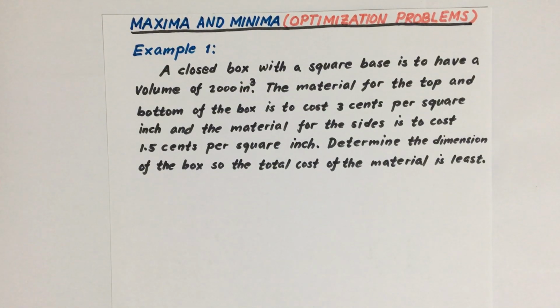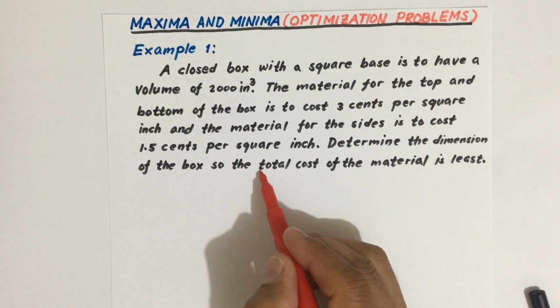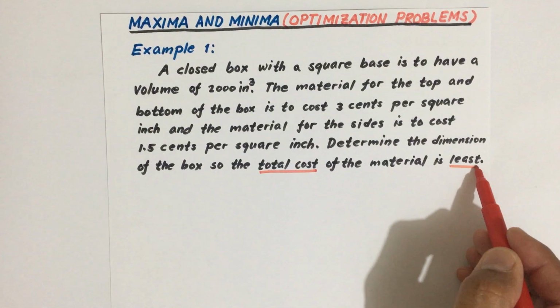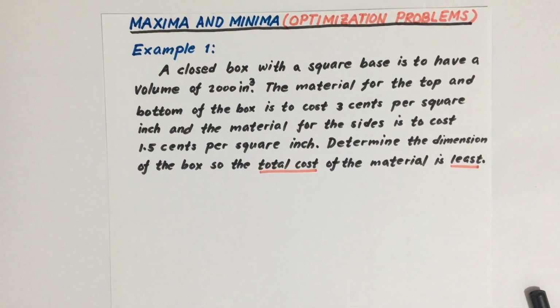Okay, so to solve this problem, we will use the procedure that we have learned in our previous session about this topic. So we have to begin by deciding precisely what we want to optimize. So in this case, we are going to optimize the total cost. Because the total cost of the material is least, we are going to optimize the cost.